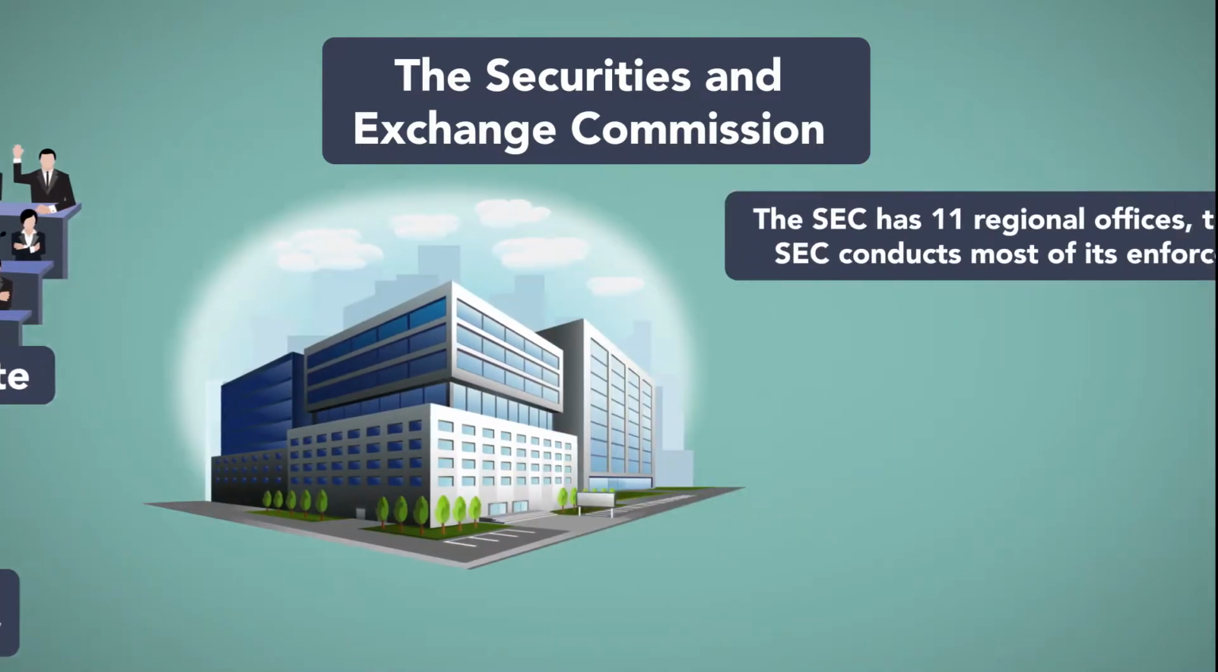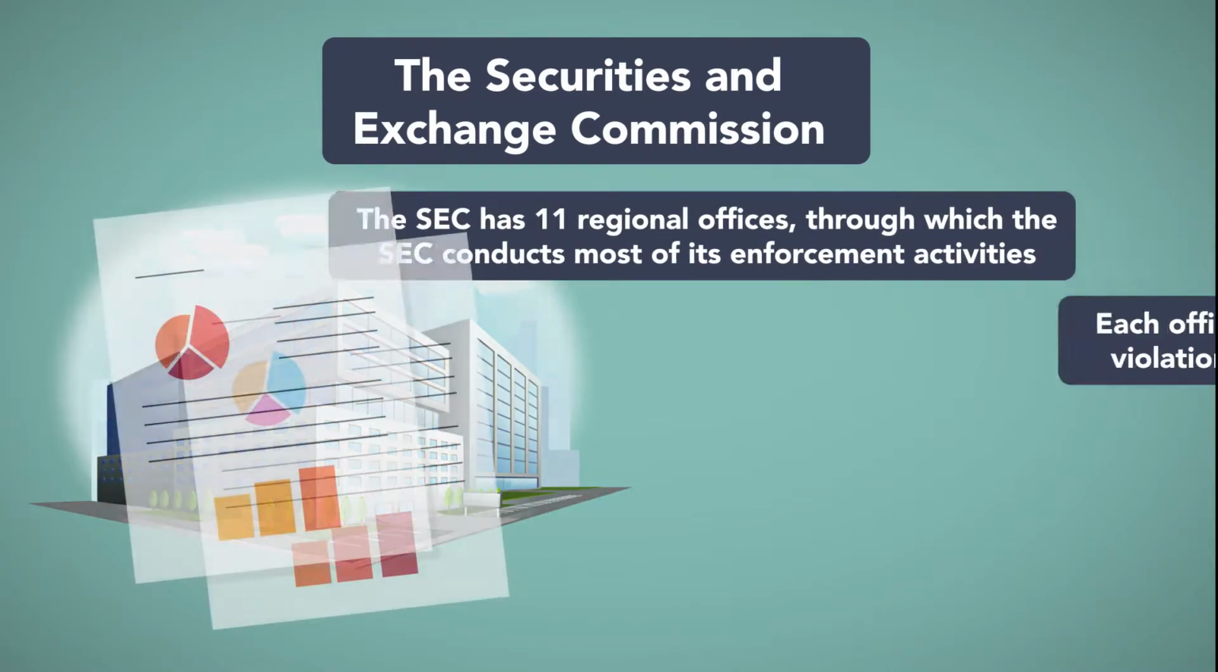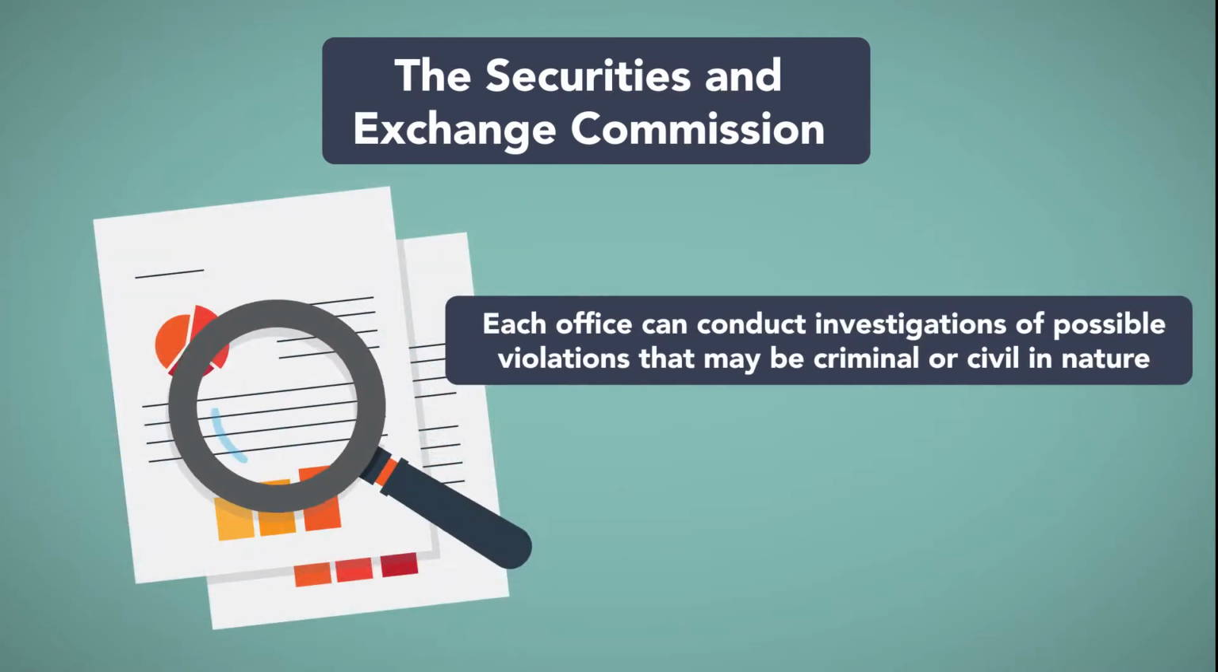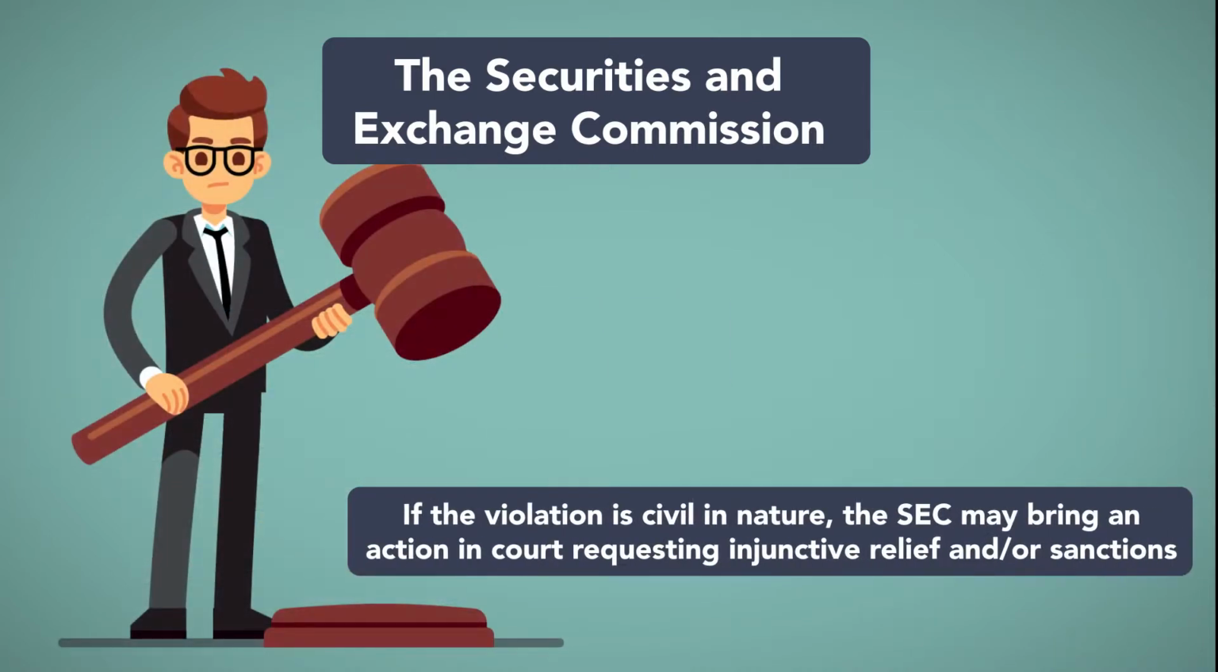The SEC has 11 regional offices, through which the SEC conducts most of its enforcement activities. Each office can conduct investigations of possible violations that may be criminal or civil in nature. If the violation is civil in nature, the SEC may bring an action in court requesting injunctive relief and/or sanctions.